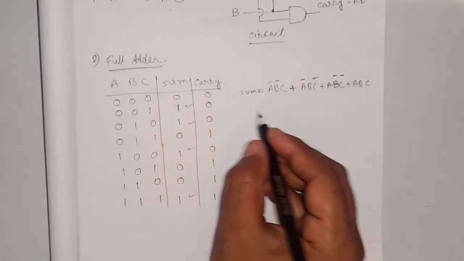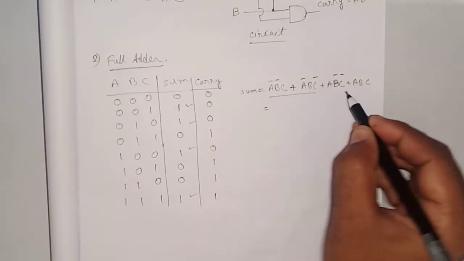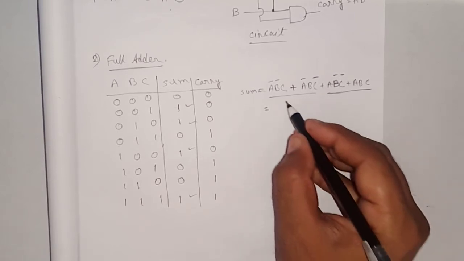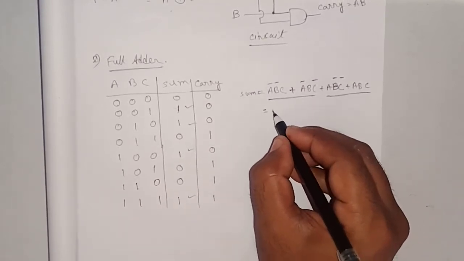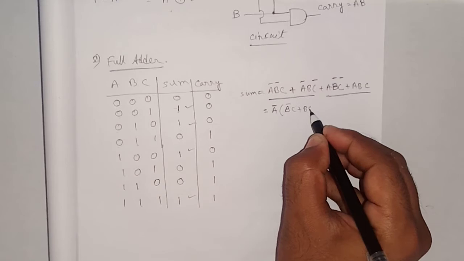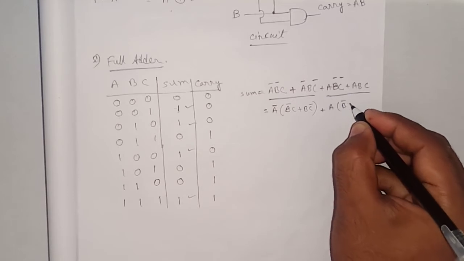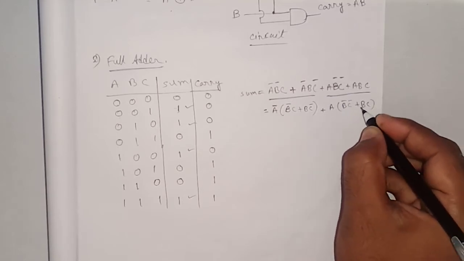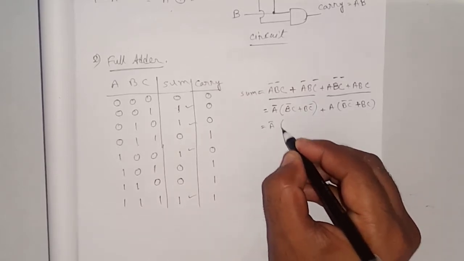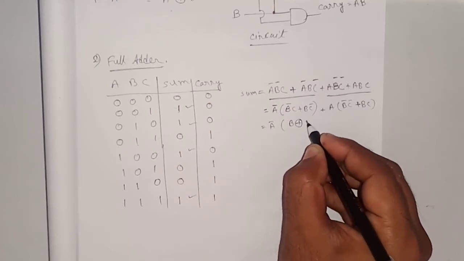Now from this expression we are considering these two as one set and these two as another set, and we are taking the common value from the expression. From the first two we are taking common A bar, so we get B bar C plus B C bar, and from the second expression we are taking A, so B bar C bar plus BC. Next, you can write B bar C plus B C bar is equal to B XOR C.